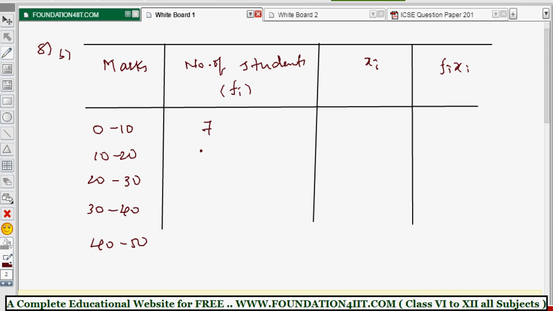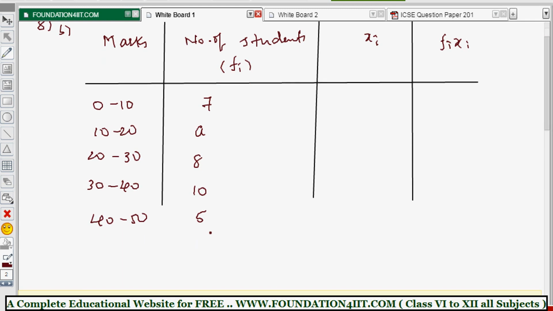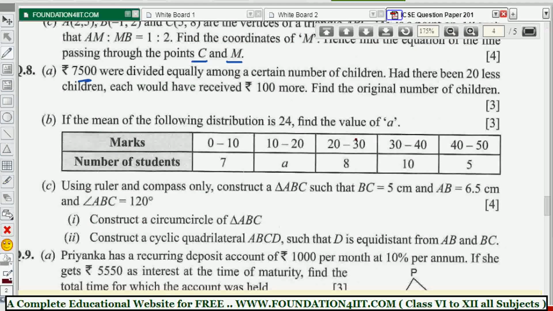That is 7, 8, 10 and 5. This is the given data. Yes, 7, 8, 10, 5.